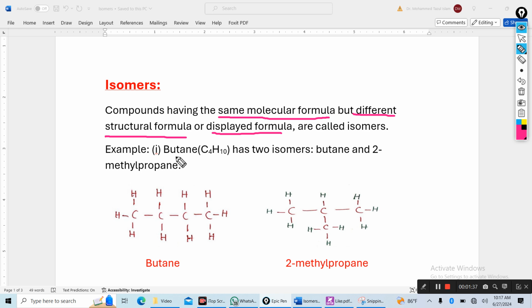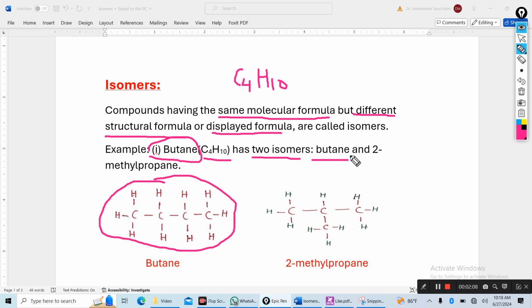Now you see butane, C4H10. You know this is an alkane. Butane has two isomers: one is butane, and the other is 2-methylpropane.